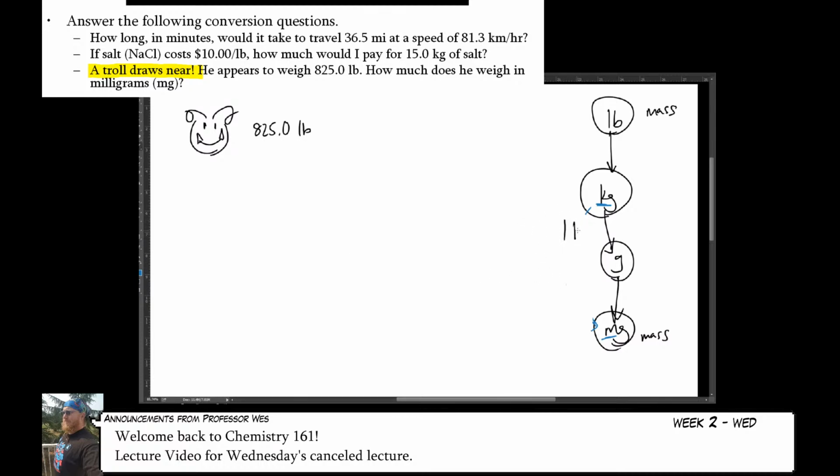Okay? I'm doing this in the wrong color. Let's be consistent. I can't hit the button. There we go. We know that a kilogram is 10 to the 3 grams. And we know that a milligram is 10 to the minus 3 grams. So I'll just set up those conversions however I need to get it to the right spot. And then pounds to kilograms, again, we know. That's just from the previous problem. All right, so we'll take our troll here.